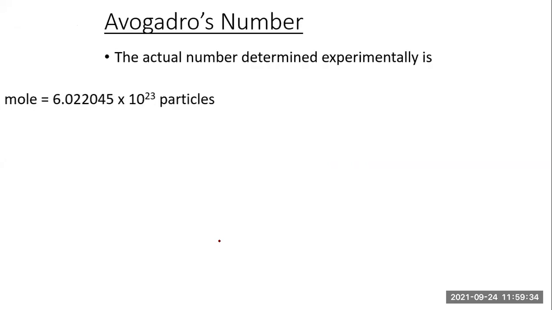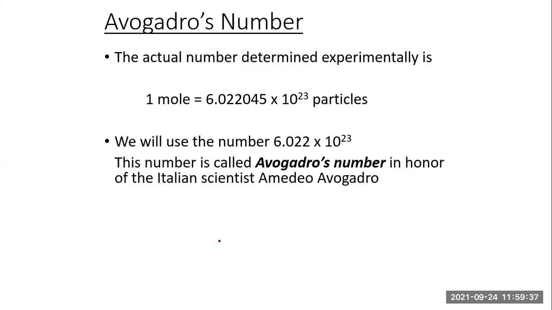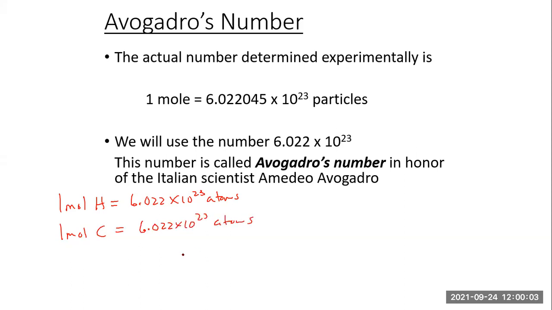And we'll come back to that picture, I think. Avogadro's number experimentally has been determined to be that, but most people do use this 6.022 times 10 to the 23. So what does that mean? It means if you have 1 mole of hydrogen, it would contain 6.022 times 10 to the 23 atoms of hydrogen. If you had 1 mole of carbon, it would contain 6.022 times 10 to the 23 atoms of carbon.